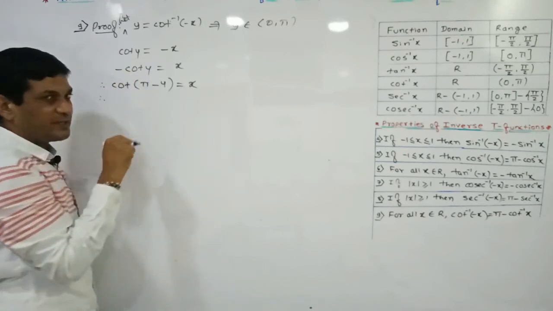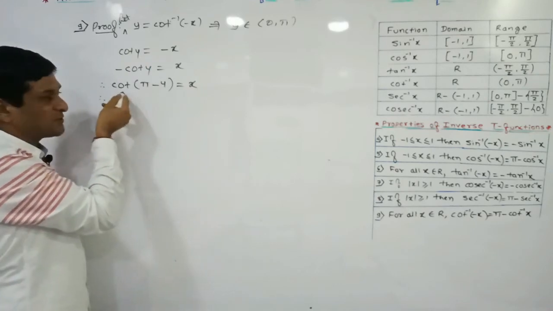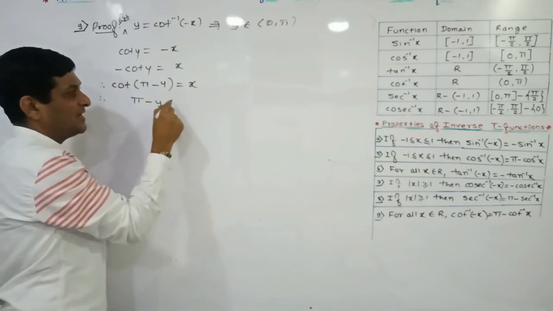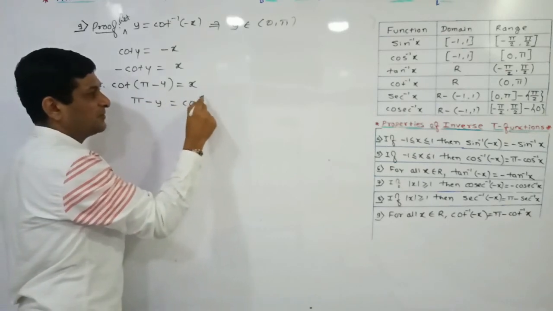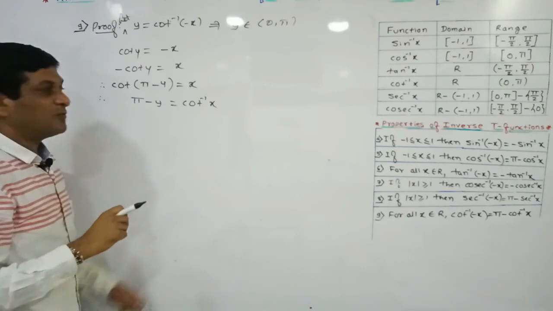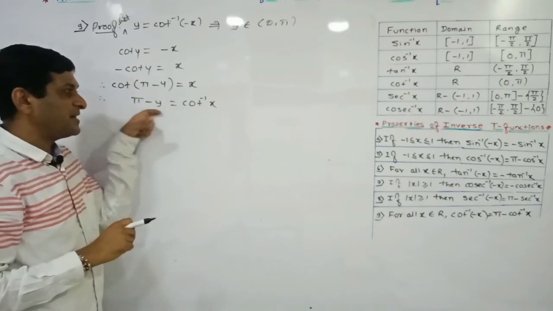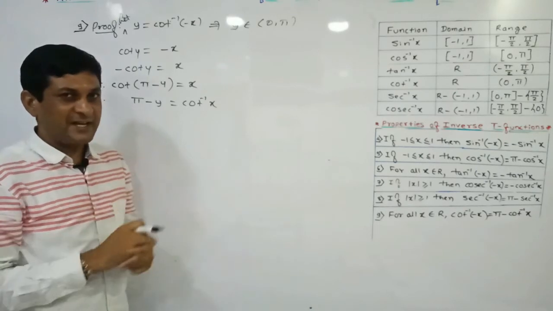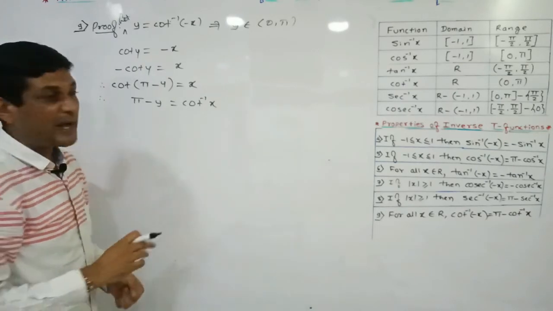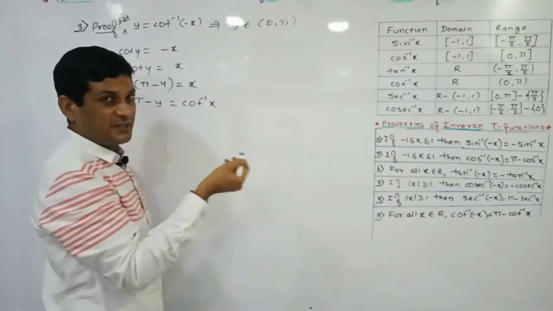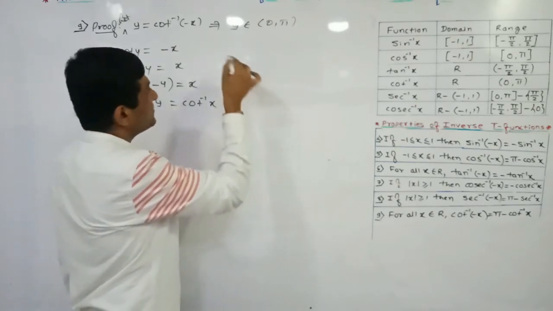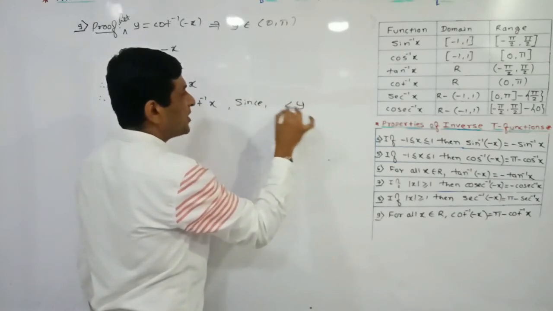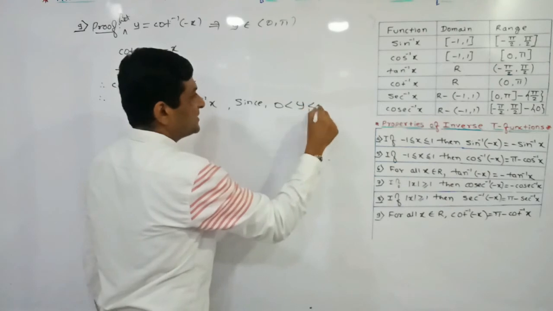Now taking cot inverse on this side, cot and cot inverse will get cancelled. Remaining term is pi minus y. And on this side, if we are taking cot inverse, we will get cot inverse of x. Now what is the value of cot inverse of x? Pi minus y. Now if it is the value of cot inverse, we have to prove that it lies in the range. And what is the range of cot inverse? 0 to pi. So what result have we already got here? Since y lies between 0 to pi.